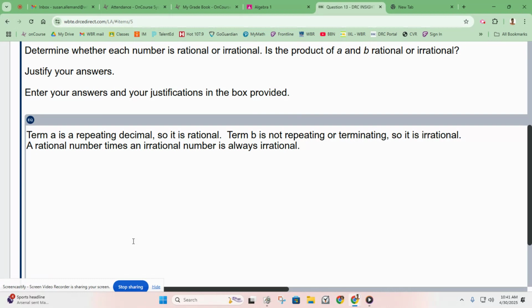All right, once you finish typing that in and writing some notes, you don't have to write word for word, but just get yourself some notes to remind you what rational and irrational is. And then you can arrow over to the next question, which would be question 14.